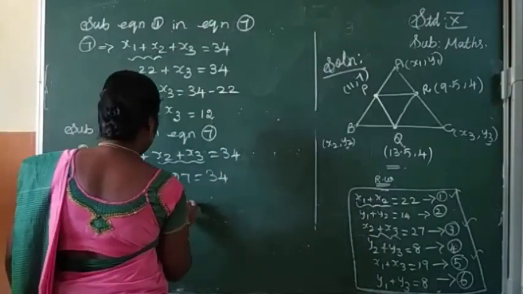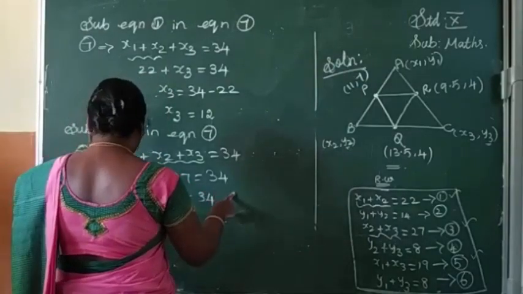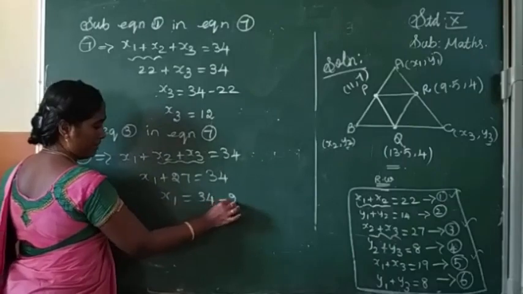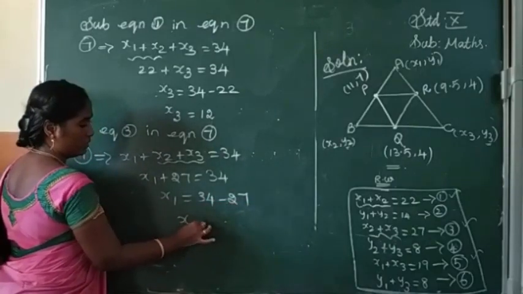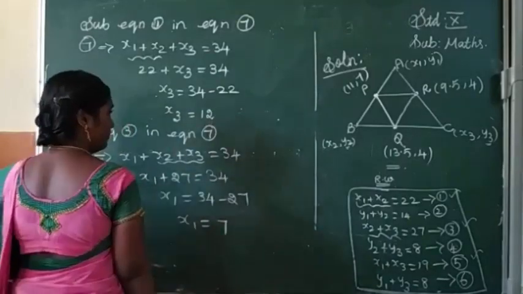Then x1 is equal to 34. Here 27 is positive. After this equal, it will become negative. So minus 27. x1 is equal to the answer 7.